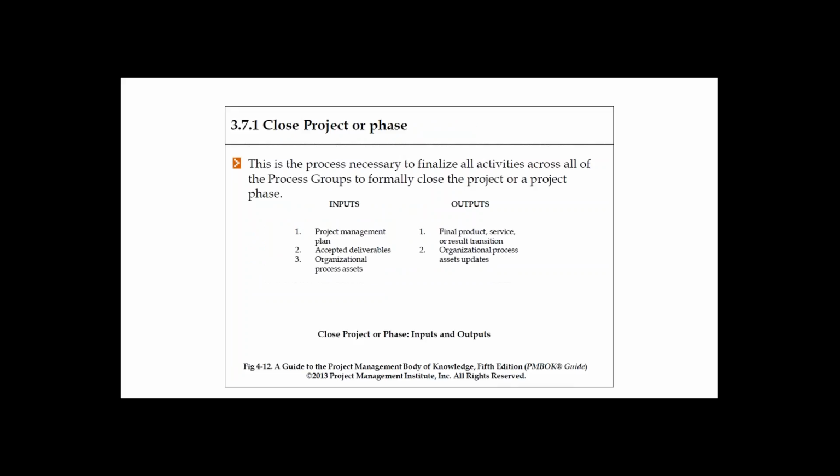Close project or phase is part of integration management. This is the process necessary to finalize all activities across all of the process groups to formally close the project or project phase. Inputs are the project management plan, accepted deliverables, and organization process assets. You just obtain a formal sign off from the important stakeholders. And outputs are the final product, service or result transition, and organization process asset updates.